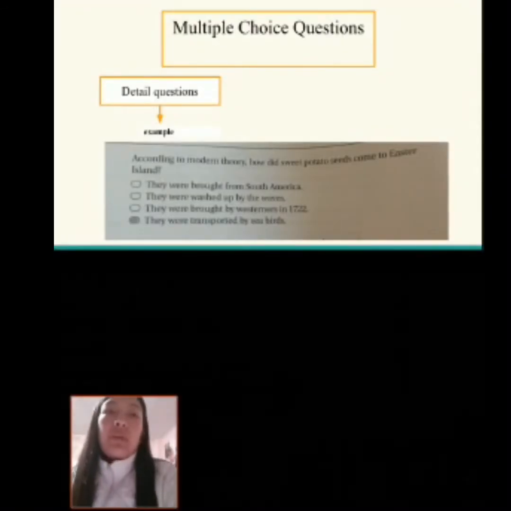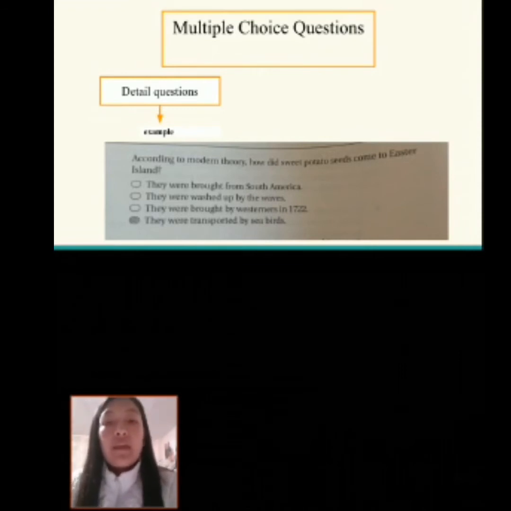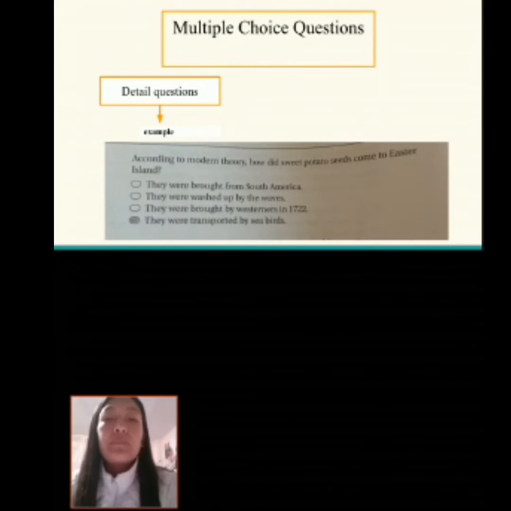Also, most of the questions in the reading section are multiple choice questions. Here we have the main types. The first one is detailed questions. These ask you to locate and identify specific information in the passage. They generally focus on the what, who, when, where, and why.